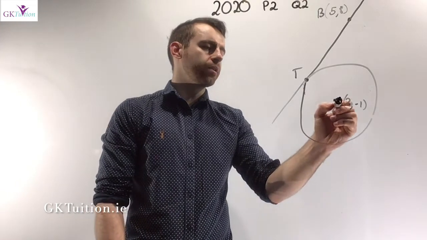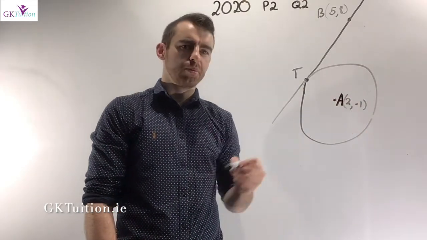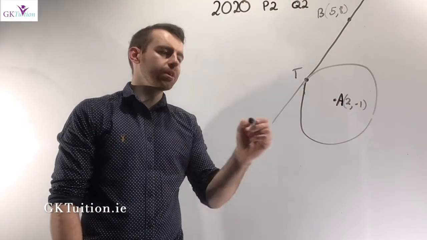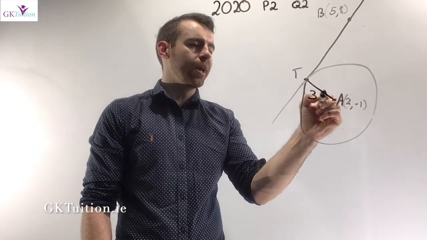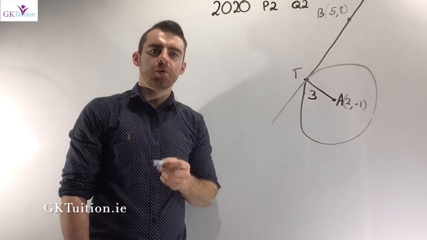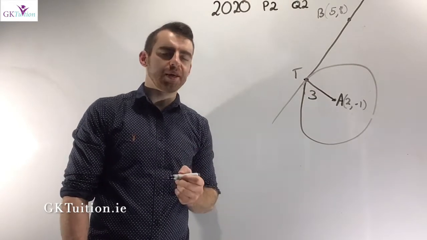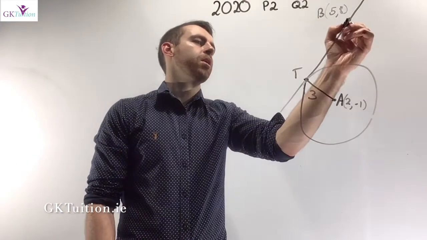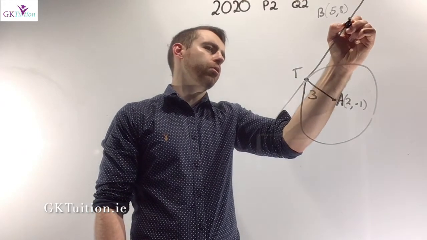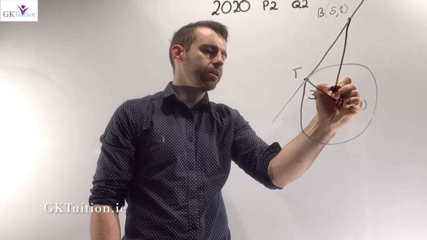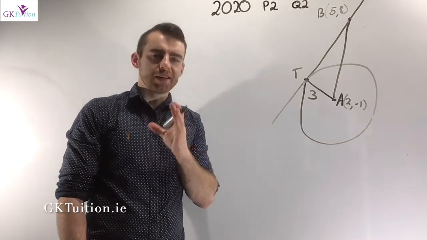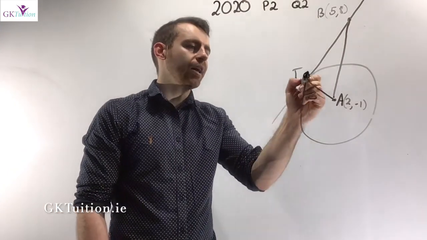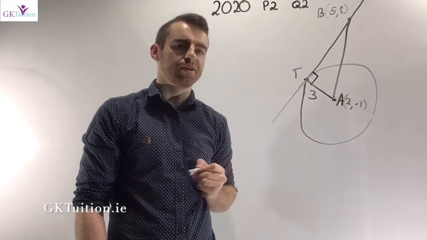Okay, so the diagram we're given looks something like this. I've deduced now that the point A, the centre of the circle, is (2, -1). And I've worked out that the radius of the circle is 3. So I know the distance from A to T is 3. What we need to do is join up A and B here to form a right angle triangle. If I use my ruler and draw a straight line from B to the centre of the circle, I have a right angle triangle, because at the point of contact, the tangent and the radius are perpendicular to each other.